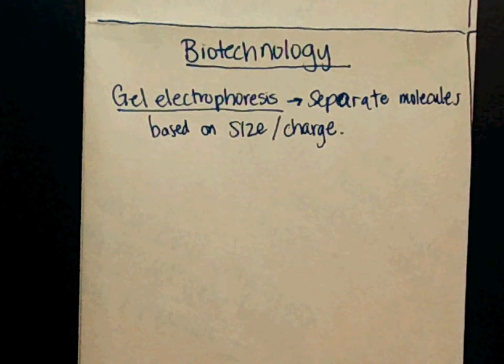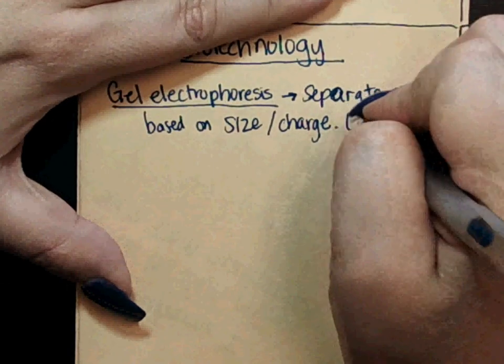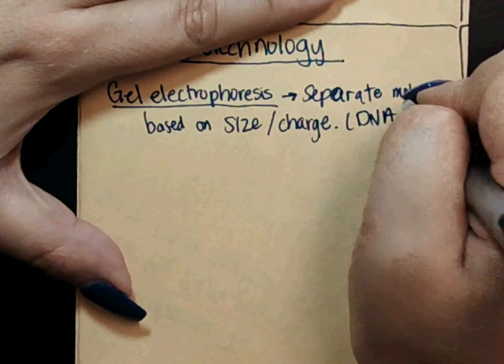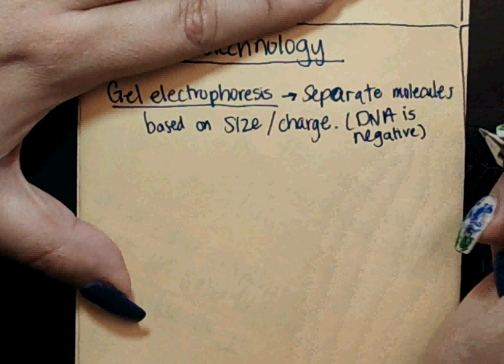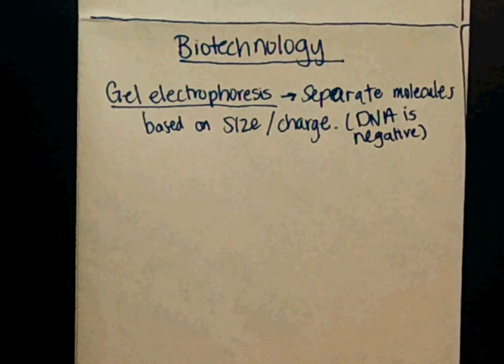Everyone, in this video I'm going to talk about the biotechnology we have in AP Bio. So the first one I'm going to talk about is gel electrophoresis. What happens in gel electrophoresis is you're going to separate molecules based on different sizes and charge. Remember that the DNA is negatively charged thanks to that phosphate group, and so you're going to attract the DNA by having a positive charge on the other end.